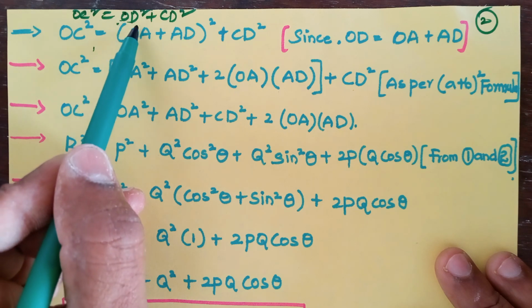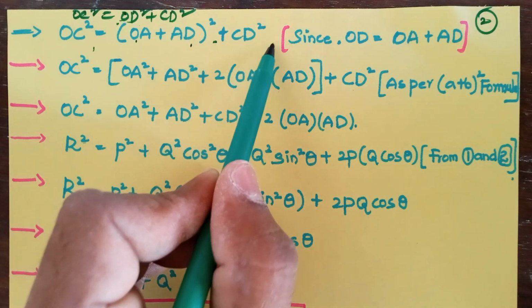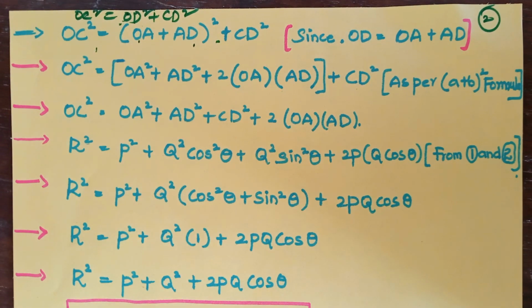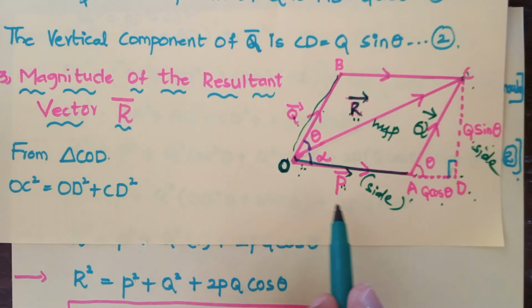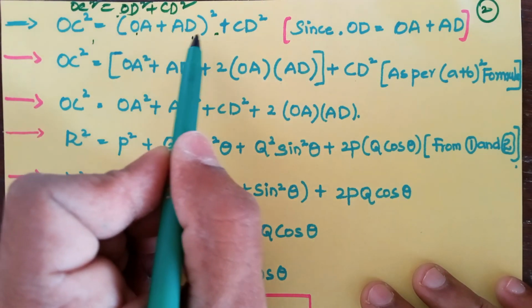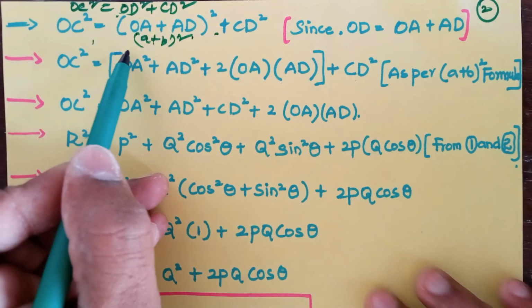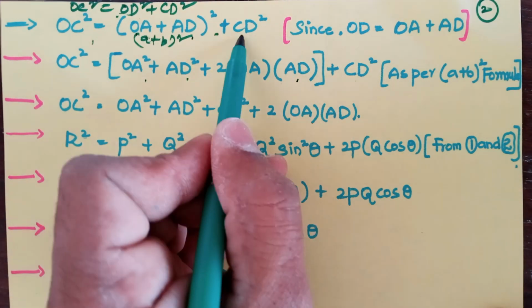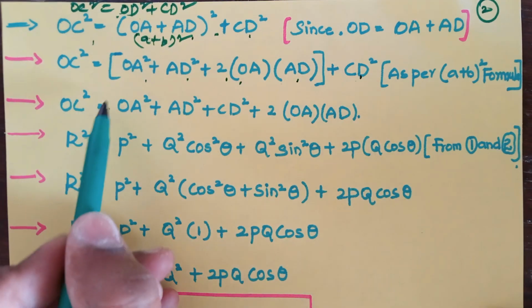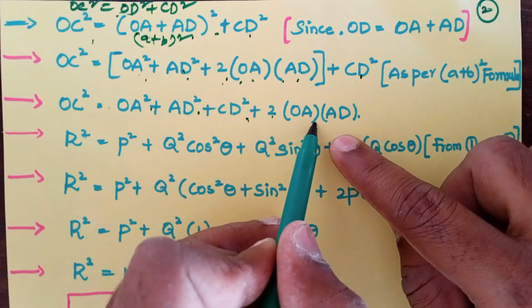OC square is equal to, what is the OD? The combination of OA plus AD, whole square, plus CD square. See here, guys. In this diagram, OA plus AD, that is OD. Okay, right. Now OA plus AD whole square plus CD square. You already know the A plus B whole square formula. From that formula, OA square plus AD square plus 2 into OA into AD, remaining term is CD square. Right?